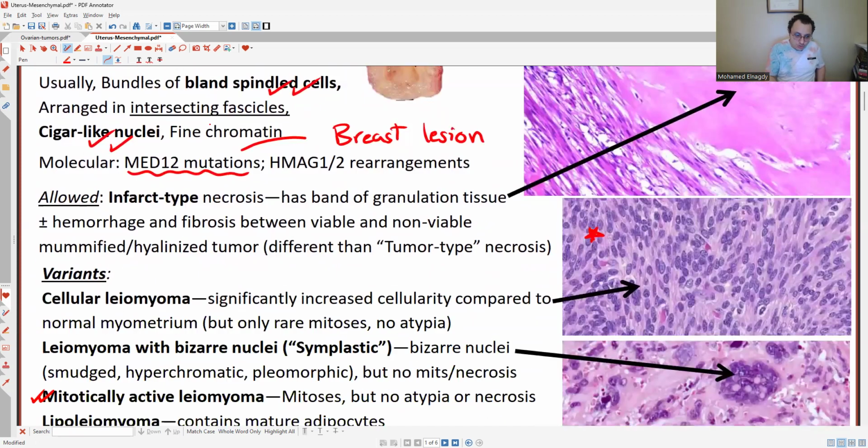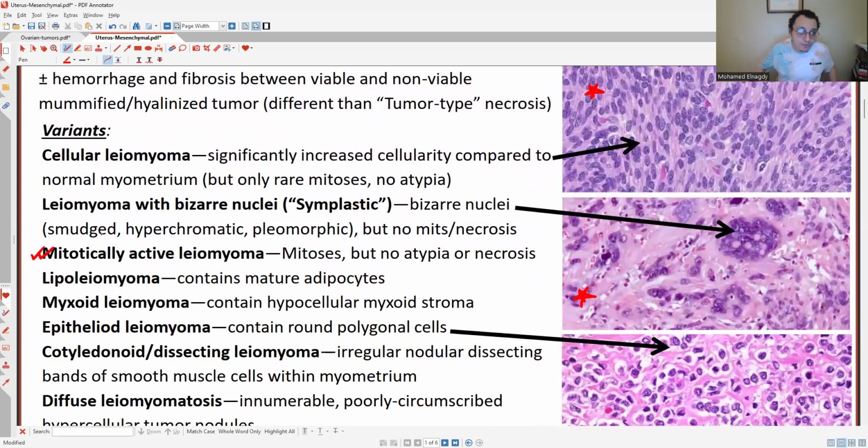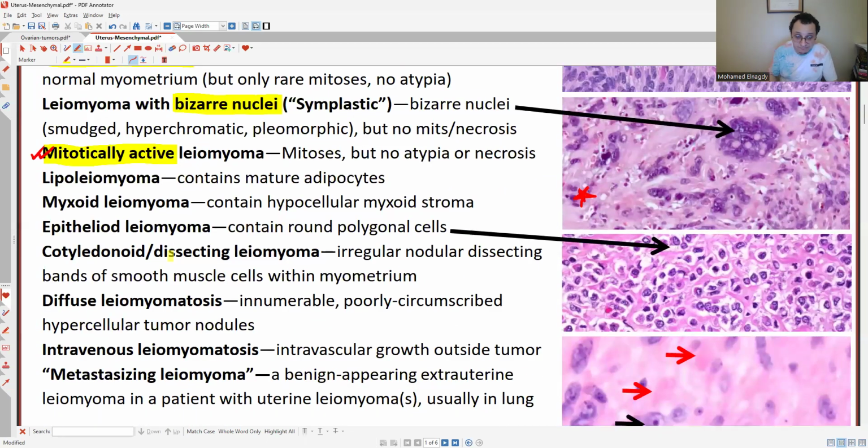Okay? But knowing the variants is important for you, so that you know that we don't rely on cellularity to differentiate. We don't rely on how bizarre the cells look. We don't rely on mitosis. We don't rely on having myxoid degeneration areas or even epithelioid-looking cells, because all of these are there in benign leiomyoma. You have these in benign leiomyoma. This is not pathognomonic for leiomyosarcoma. Okay?